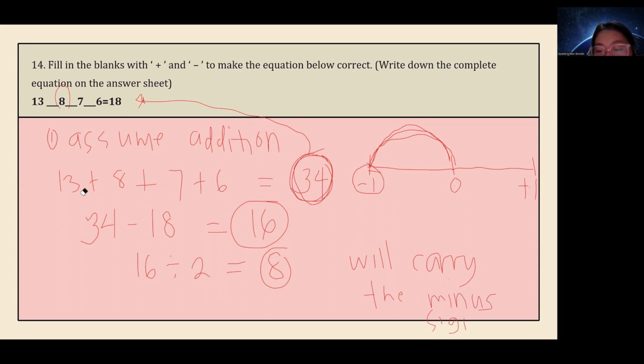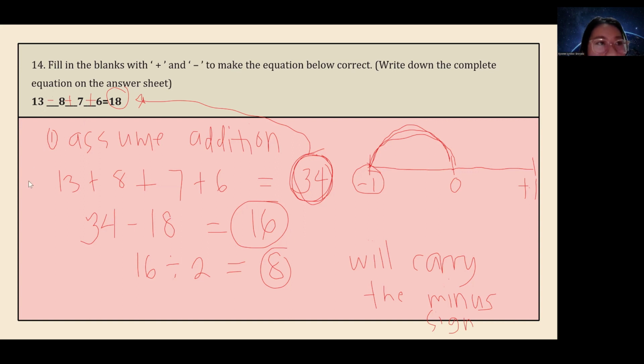So 8 will carry the minus sign because in actuality, 8 is being subtracted. So 13 minus 8 and the rest of the numbers now will be added. Okay, so to check, 13 minus 8, that's 5. 5 plus 7, 12. 12 plus 6, 18. So we got the correct sequence for our plus and minus. Again, 13 minus 8 plus 7 plus 6 equals 18.